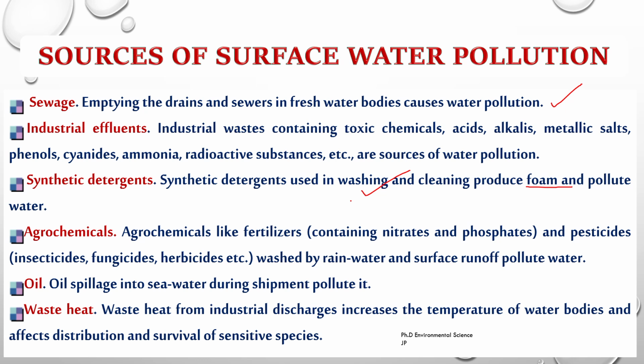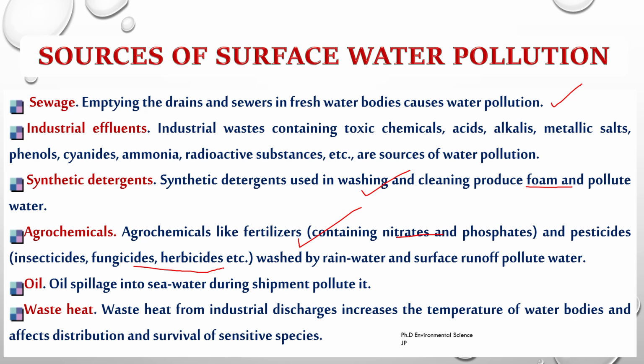Then is agrochemicals. Agricultural runoff containing fertilizers and pesticides can contaminate surface water. For instance, runoff from agricultural fields carrying excess fertilizers and pesticides can enter nearby streams or lakes, causing eutrophication, toxicity to aquatic organisms, and affecting water quality for drinking and irrigation purposes.